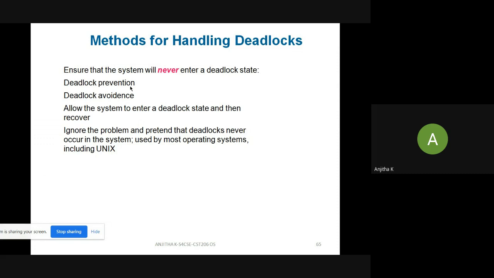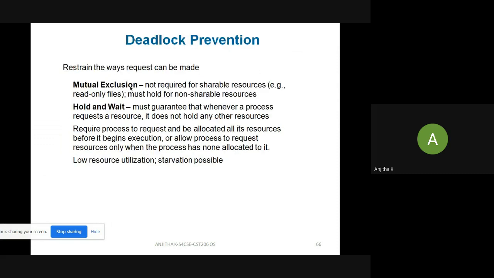These are the previous questions. Okay, so deadlock prevention. So what does deadlock prevention mean? We have to prevent deadlock.